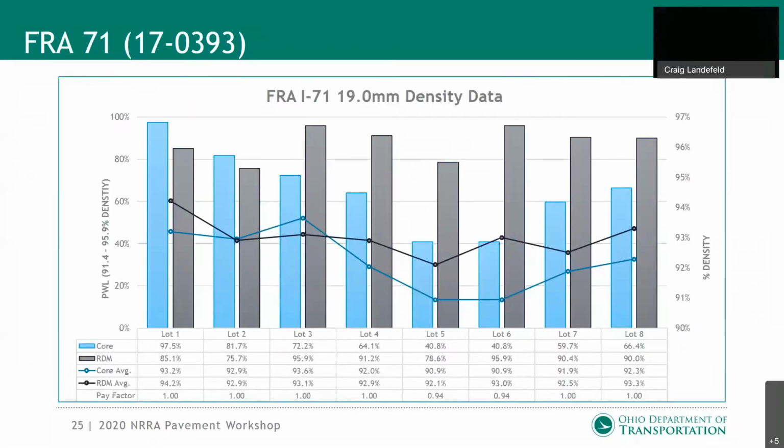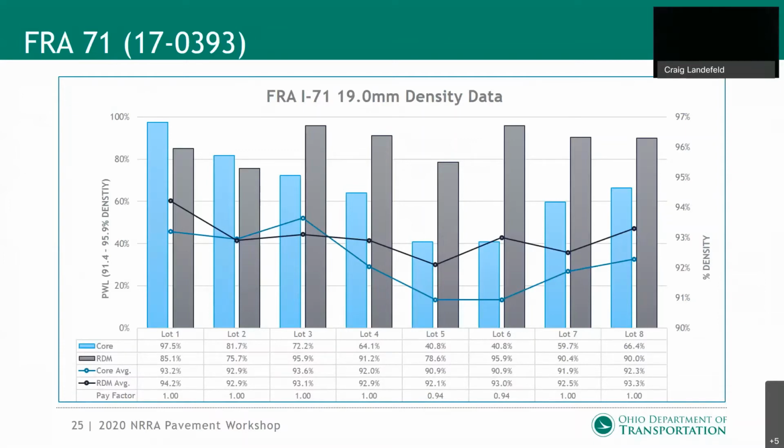So in this project, this is a really busy graph, so just bear with me as we go through it. We're trying to look at how this RDM unit compares to the cores that we're actually getting on site. We started plotting some of the different days of production. We've got the lots down here on the bottom, lots 1 through 8, and the bars represent the percent within limits.